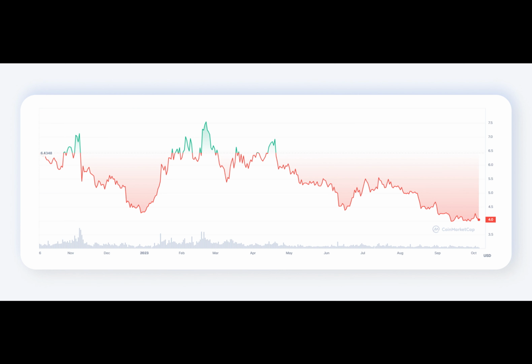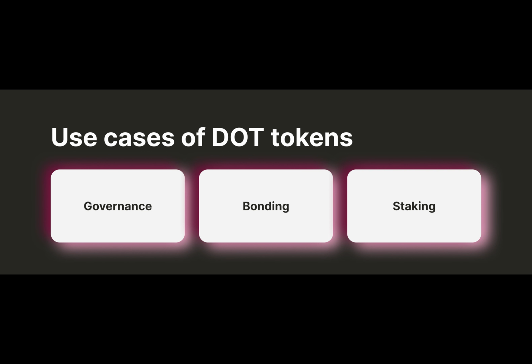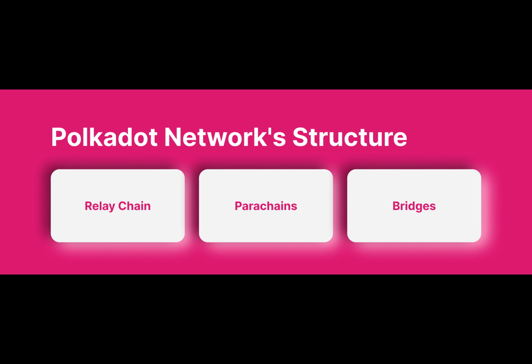And finally, DOT tokens contribute to the operation of the network by strengthening network security and transaction processing through the staking process. Similar to other PoS networks, Polkadot allows DOT holders to be rewarded with additional DOT tokens for staking. This allows holders to benefit from the network's growth and participate in the decision-making process.